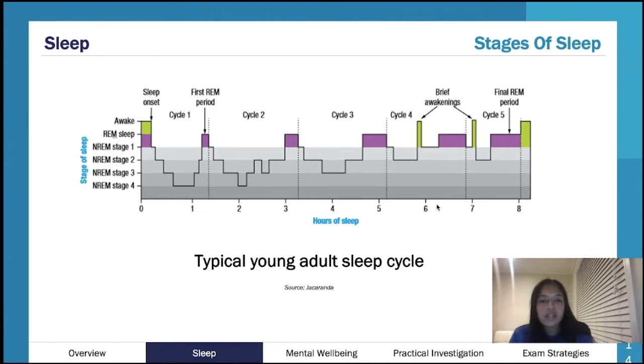You can also see quite nicely with the purple that in your first cycle, your first REM period is really short. Then cycle 2 gets a bit longer. By your last cycle, your final REM period is a lot longer. So as the night goes on, that REM period increases. This is something my teacher told me that always stuck in my head and helped me remember. It's the last stage before waking.